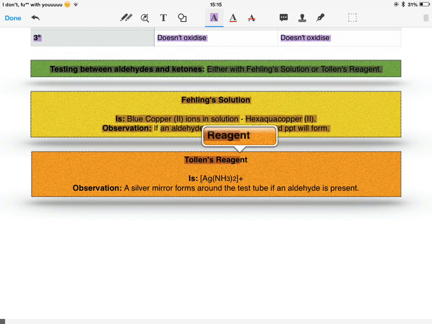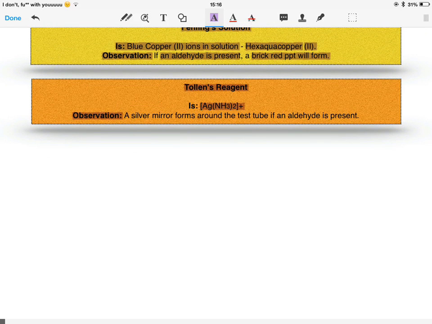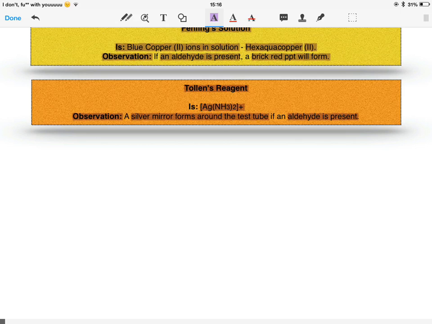Moving on to Tollens' reagent, this is silver surrounded by 2 ammonias. For second year students, that's 2 ammonia ligands, and this is a linear structure with a bond angle of 180 degrees. If you're in AS, yes, you should know about the angle and the complex shape, but you don't need to worry about the ligand. So the observation, well, if an aldehyde is present, a silver mirror will form around the test tube. And that's all you need to know for testing for alcohols.